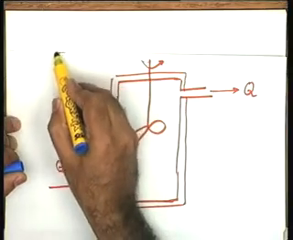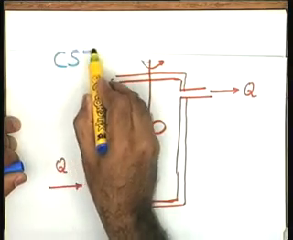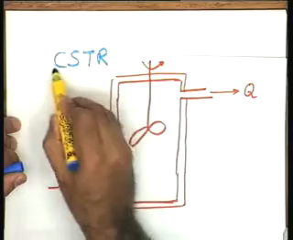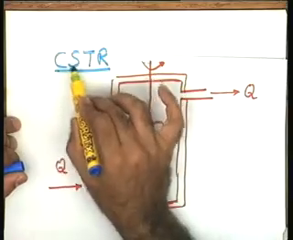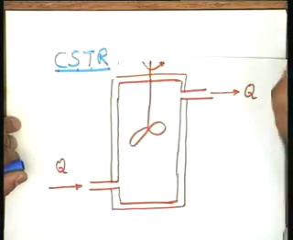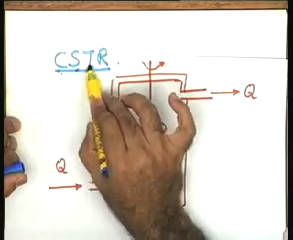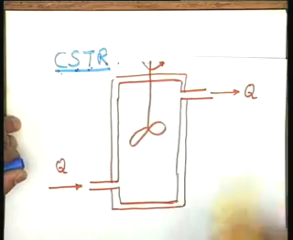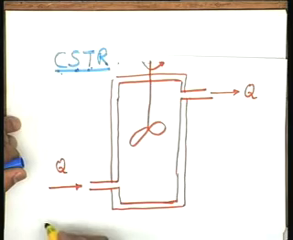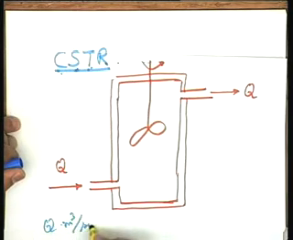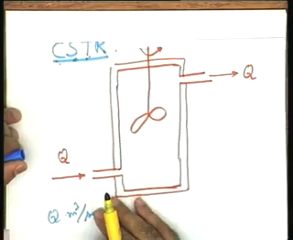This particular type of system in process industry in the short form is referred to as CSTR, continuously stirred tank reactor. It is the standard name used there, a CSTR, I repeat, continuously stirred tank reactor. Okay? So, in this case we have taken Q. Let me take the units. Q is in meter cube per second, the rate of flow of the liquid in the tank.